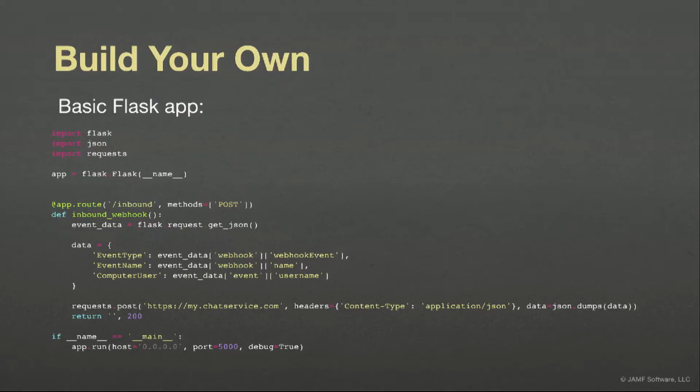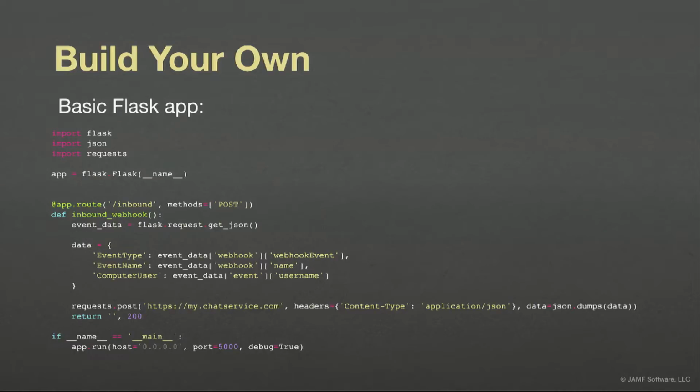This right here is just a generic example of that chat relay I talked about, where a webhook comes in, and I process what I want from it into the format that the chat service would want, and then I shoot that back out. So right here, app route, I'm going to say the /inbound path is where I want these things to be received. I only accept post requests to that. And here's the function that gets triggered whenever something comes in on there.